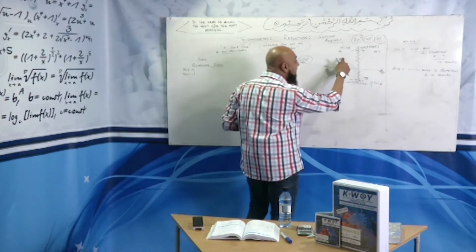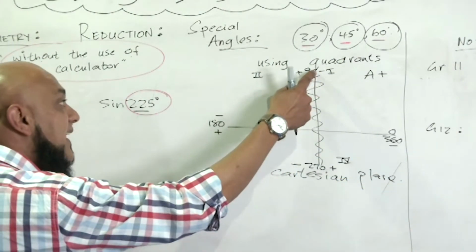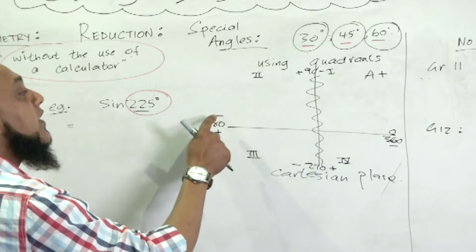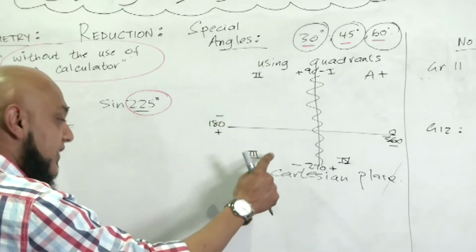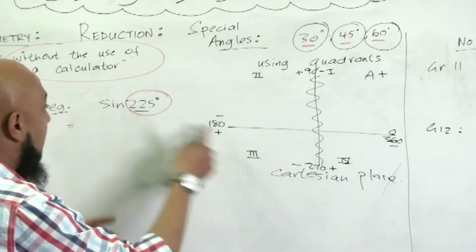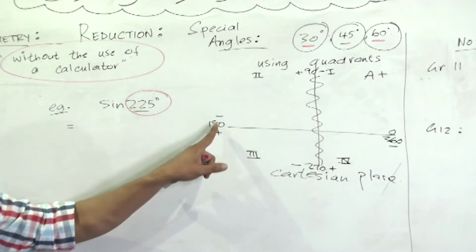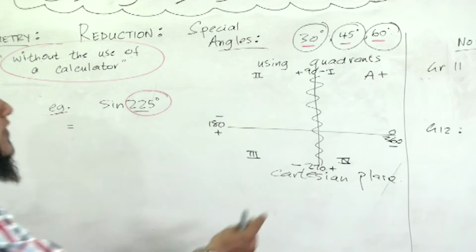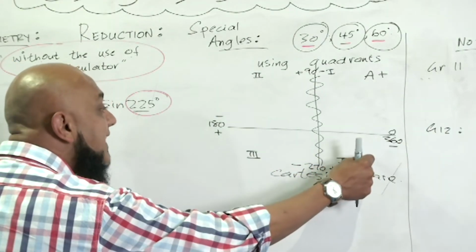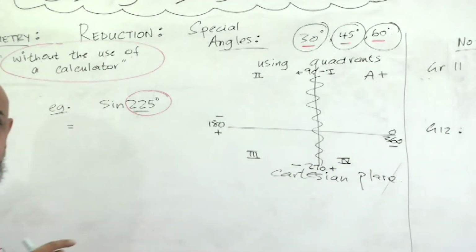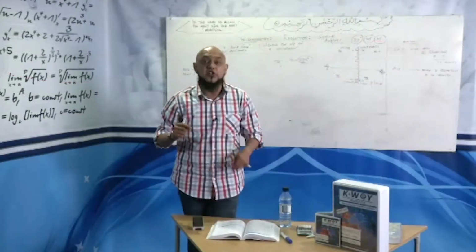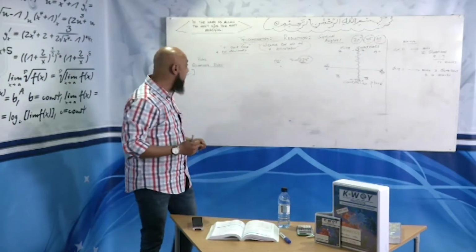So if an angle lies in the second quadrant, we're not going to say 90 plus. We're going to say 180 minus. If an angle lies in this quadrant, like 225, we're not going to say 270 minus, we're going to say 180 plus. If an angle lies in this quadrant, we're going to say 360 minus, not 270 plus. You might be asking the question, why? I'm going to explain that to you now.